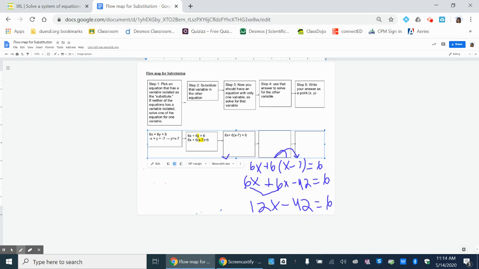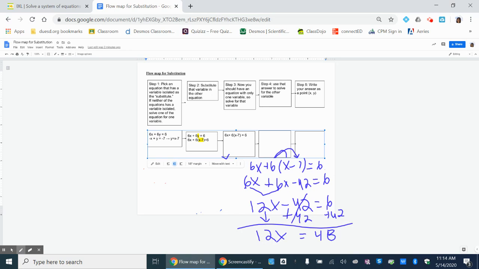Then step 3 is to isolate the variable to one side of the equation, but we already have the variable on one side. We don't have another x on the right side, so we skip step 3. Now step 4 is to add or subtract the constant that's on the same side as the variable by doing the opposite. So I'm going to add 42 to both sides. We bring down the 12x, negative 42 plus 42 cancel out, and 6 plus 42 is 48.